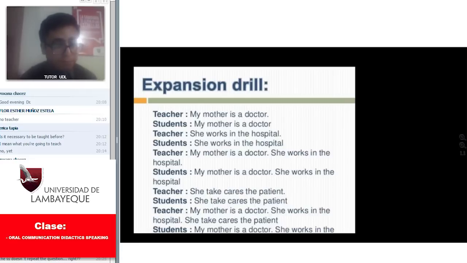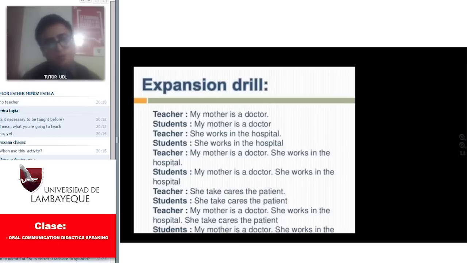Okay, Flor Esther Muñoz says, the students doesn't repeat the question, right? Okay, what do you mean, Flor? In where? Roxana Chavez says, in a student of first grade, is it correct to translate to Spanish? So sometimes you know that Spanish is necessary, especially when you start teaching them, when they are maybe in the first grade. But it's up to you.